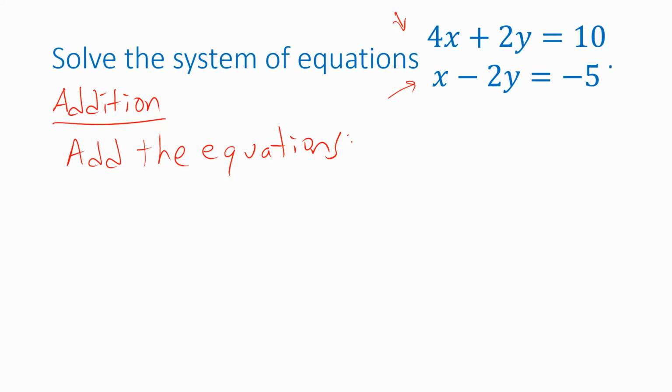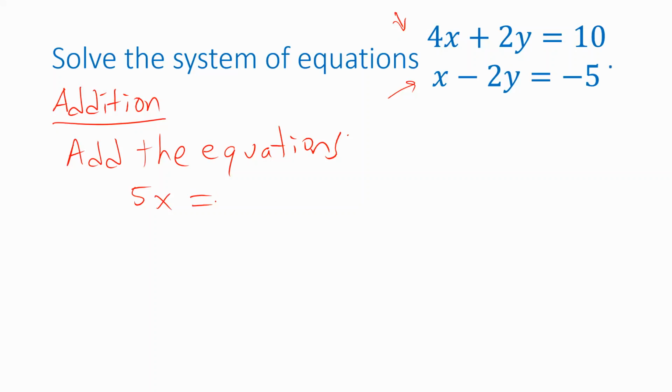What we mean by that is we're going to add the left sides together and we're going to add the right sides together. So I'm going to have 4x plus x. We'll combine like terms as we go here. So 4x plus x gives us 5x. And then plus 2y minus 2y cancels out. And now we see why this was a useful thing to do, because we've gotten rid of all of the y's.